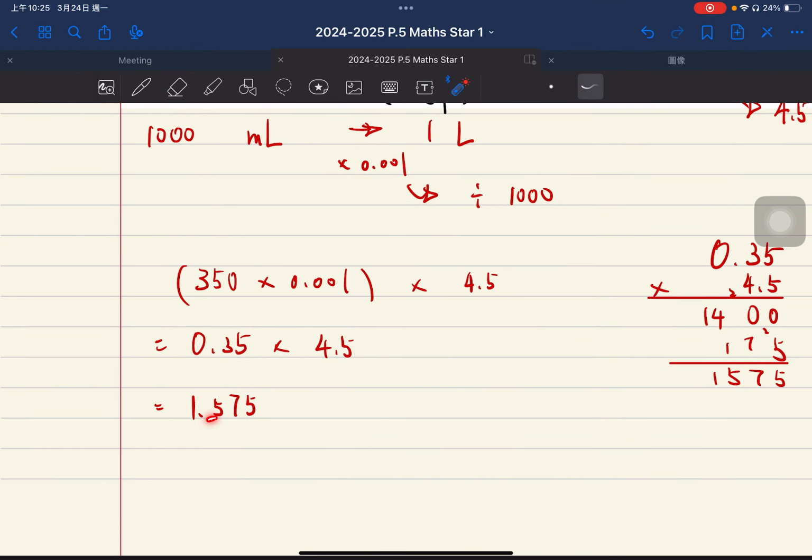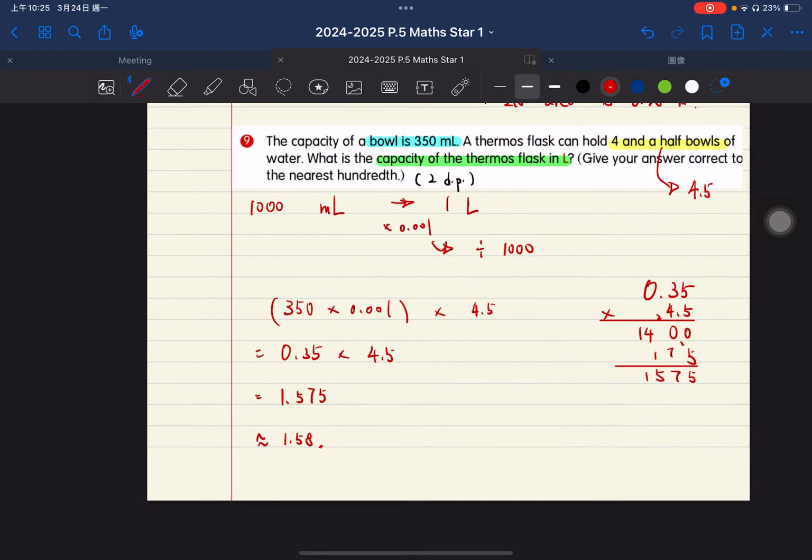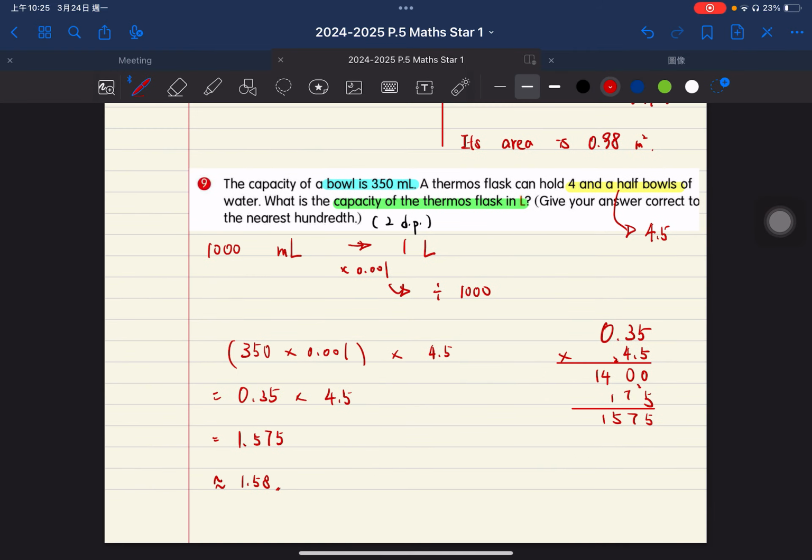Let's look at the answer here. This is 1, 2, 7. Look at the number on the right, 5. So we round up. Remember, approximately equal to. So approximately equal to 1.58. We should round up, so 5 becomes 8. So this is the thing. Like what I've said, remember the answer sentence.